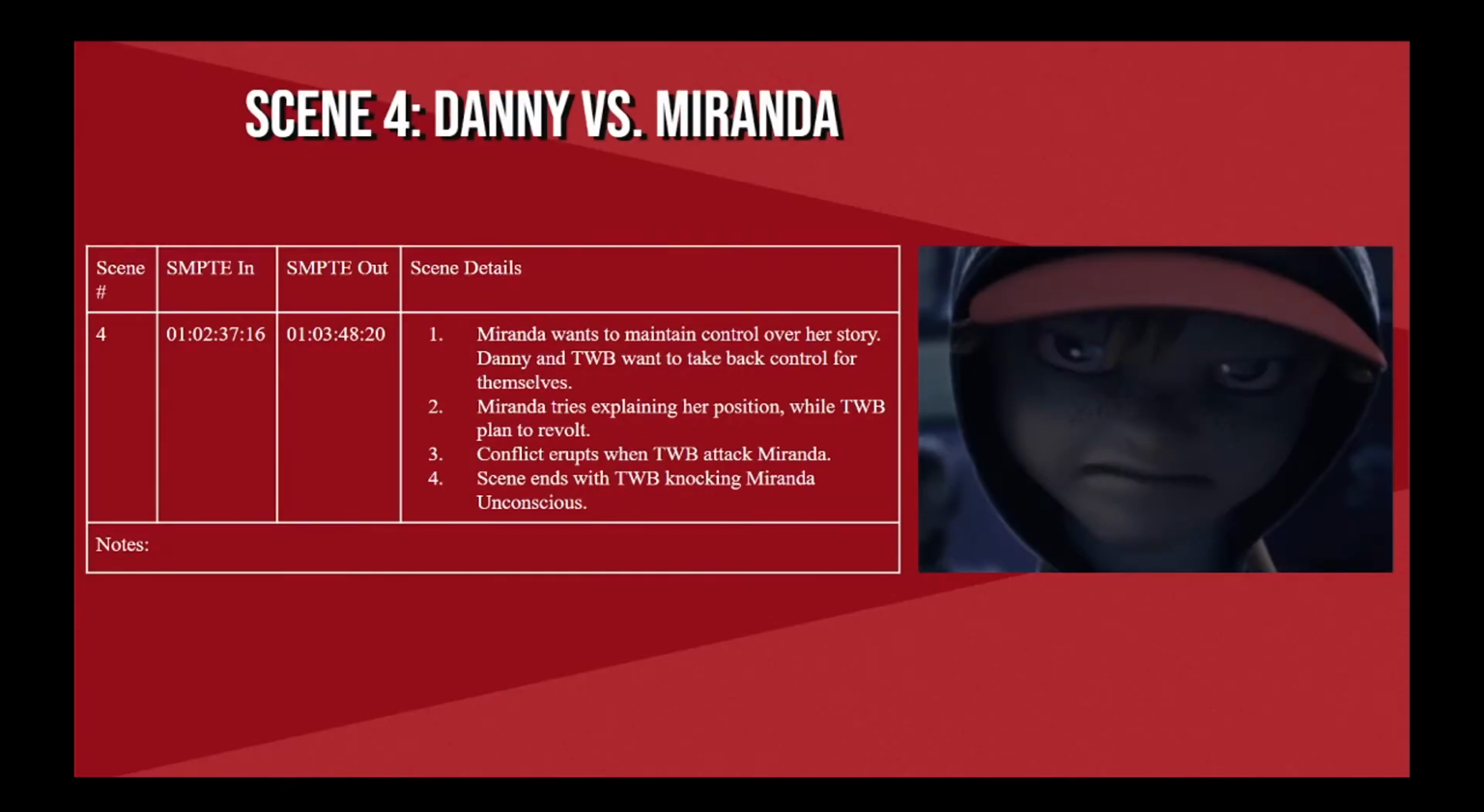Scene in: 1 hour, 2 minutes, 37 seconds, 16th frame. Scene out: 1 hour, 3 minutes, 48 seconds, 20th frame. In this scene, Miranda wants to maintain control over her story by explaining her decision to Danny. Danny and the Wild Bunch want to take control of themselves by revolting against Miranda. Conflict breaks out when the Wild Bunch attack, and the scene ends when Miranda is knocked unconscious.